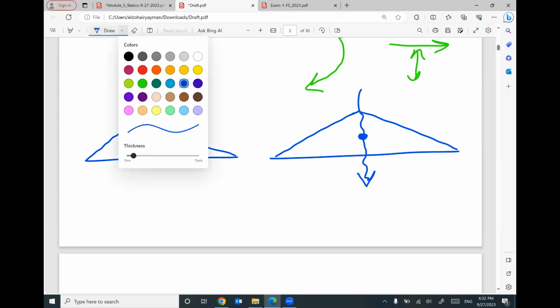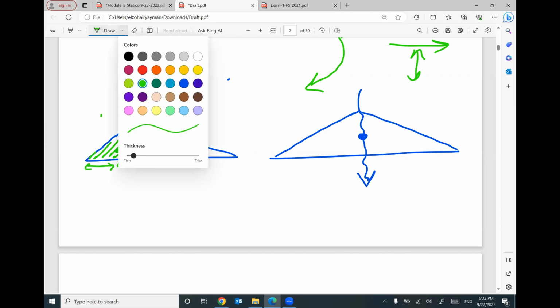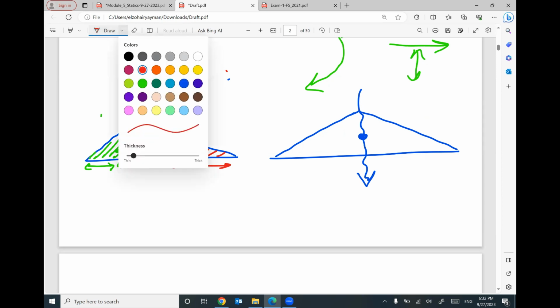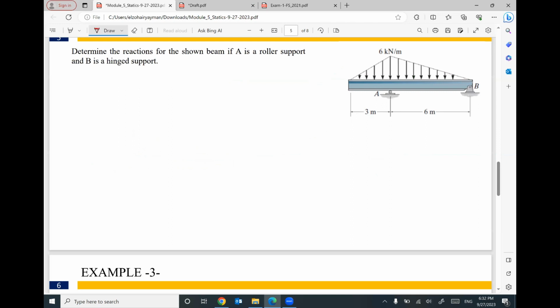So what should I do? Nothing. Just divide it into two right triangles. This one alone with a centroid here at 1/3 and 2/3, and this one alone with a centroid here at 1/3 and 2/3. So I converted my triangle to two equivalent loads, one here and one here. Does that make sense? This is the case here because this triangle is not symmetric.